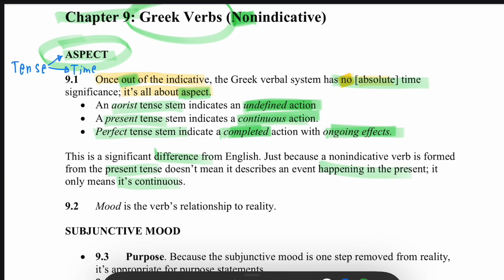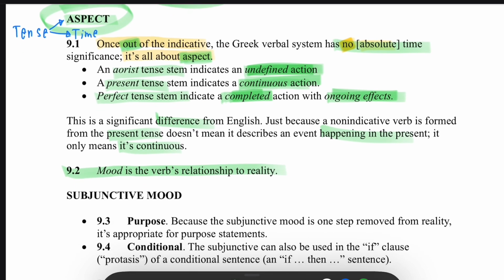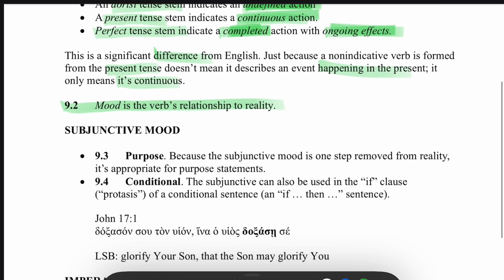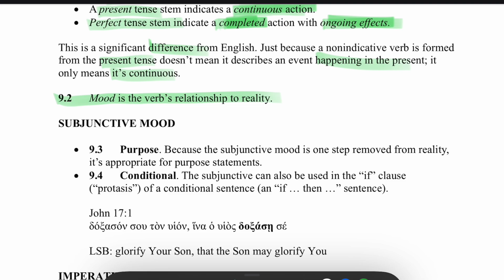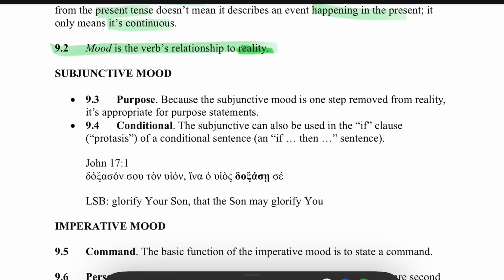And then just a reminder that mood is the verb's relationship to reality. So as we get into the non-indicative moods, it's going to be key to realize that what's underneath that is the idea that mood is how a verb describes its relationship to reality. So did it really happen? Is it describing what might happen? Is it describing what ought to happen?